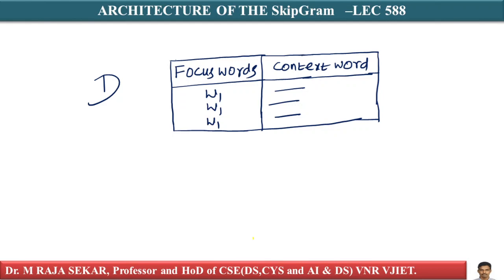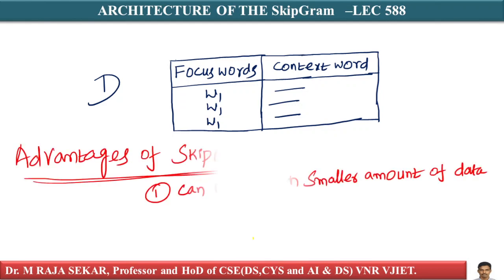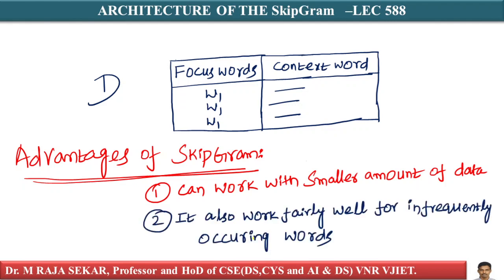slower, but they can work with a smaller amount of data, isn't it? That's the important point about SKIPGRAM. They can work fairly well with a smaller amount of data than CBOW. It also works fairly well for infrequently occurring words.